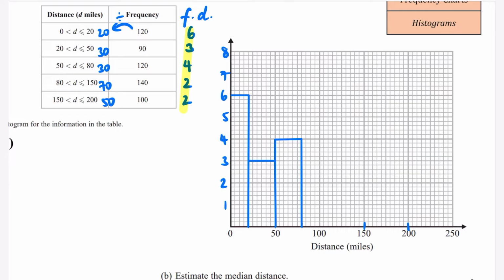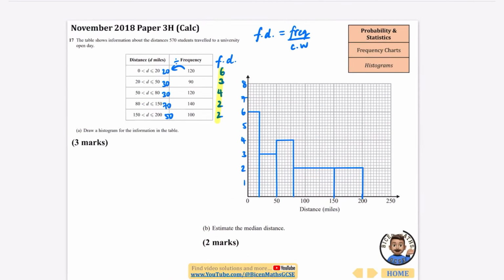Probably very boring watching this right now. Then we're going to do 80 to 150, that is going to be going up to a frequency density of 2. And then our last part is a frequency density of 2 from 150 to 200. And that is what our histogram should look like.